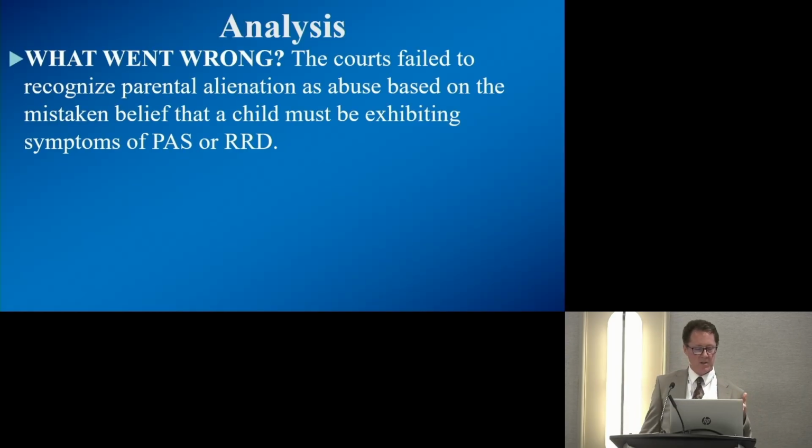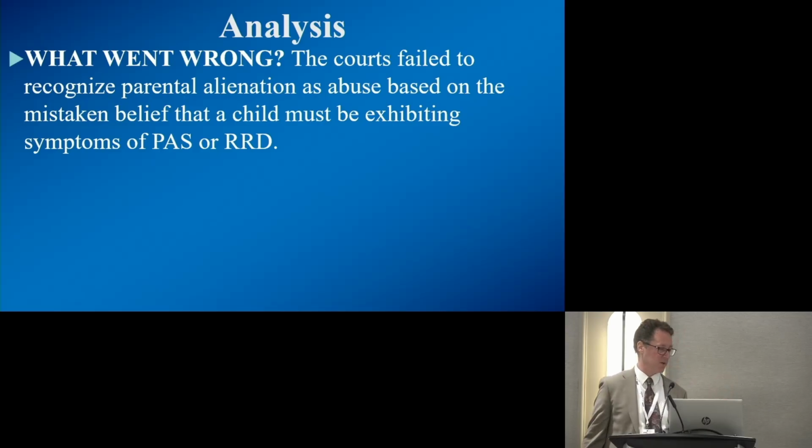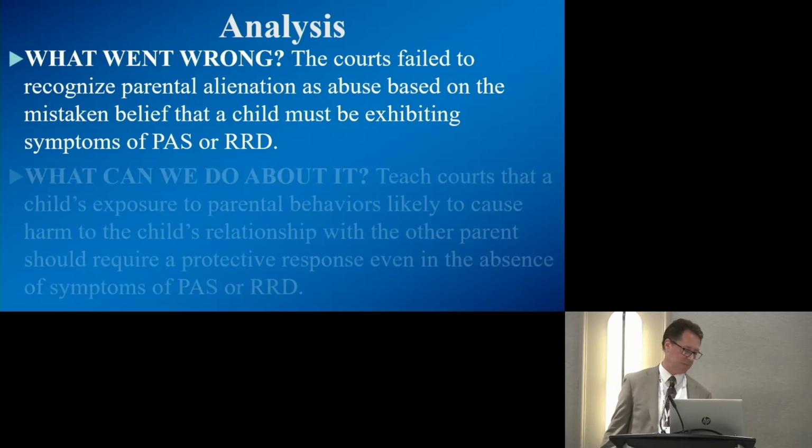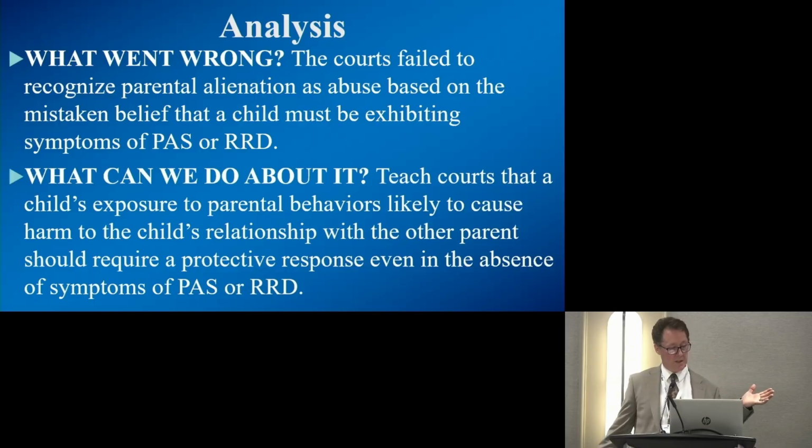So analysis. In this particular set of cases, this is just 3 out of many. What went wrong? The courts failed to recognize parental alienation as abuse based on the mistaken belief that a child must be exhibiting symptoms of PAS or RRD. What can we do about it? We can teach courts that a child's exposure to parental behaviors likely to cause harm to the child's relationship with the other parent should require a protective response, even in the absence of symptoms of PAS or resist, refuse, avoid, reject.